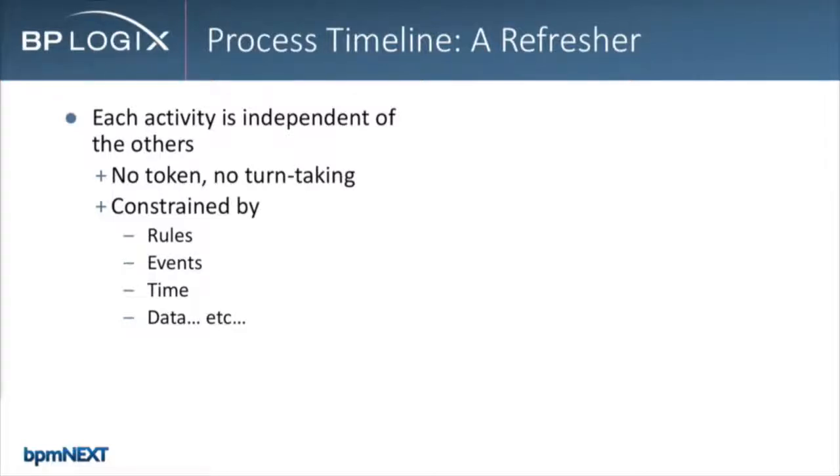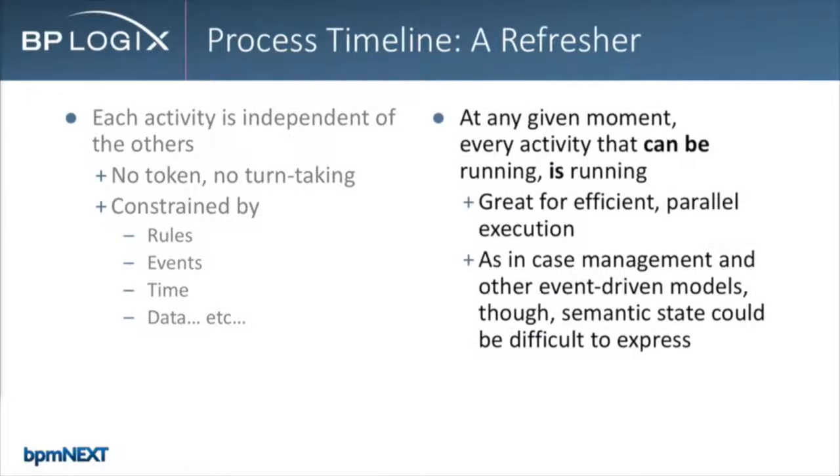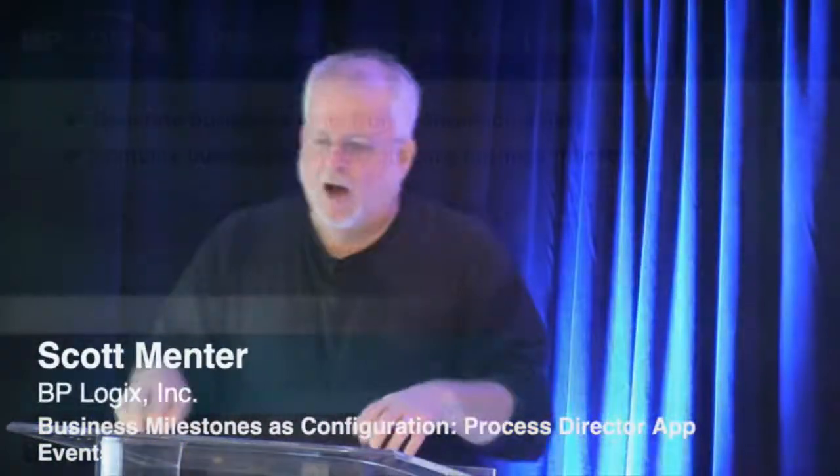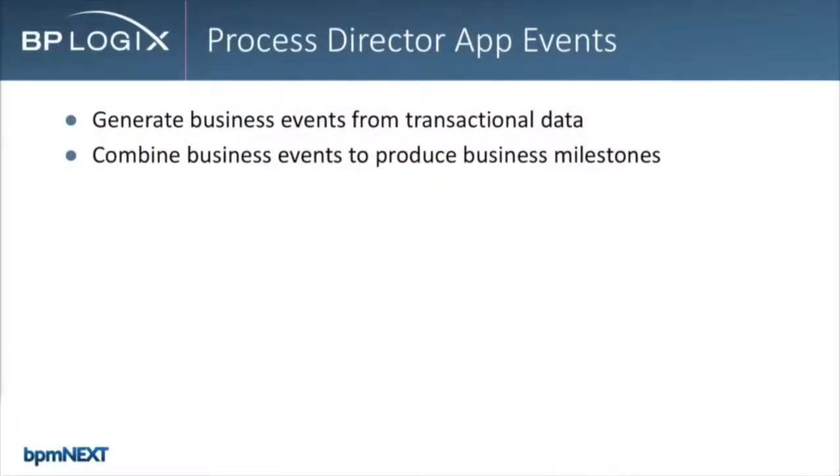A little refresher on process timeline, because you'll see a little bit of it later. There's no token. It's not BPMN. There are no flow charts. It's a bunch of things that can be running all at the same time. Think of it as purely event-driven, time-driven. That means that in a given process, and now we're talking about process more than case, anything that can be running right now is running right now, which is really useful for efficiency, but a little more difficult in terms of gathering the semantic meaning I was talking about a minute ago.